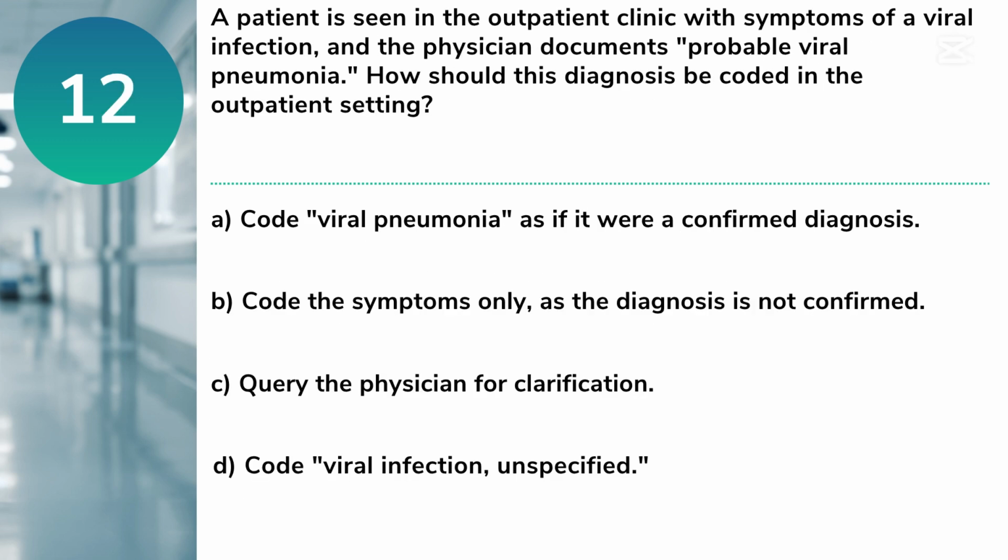Question 12. A patient is seen in the outpatient clinic with symptoms of a viral infection, and the physician documents probable viral pneumonia. How should this diagnosis be coded in the outpatient setting? A. Code viral pneumonia as if it were a confirmed diagnosis. B. Code the symptoms only, as the diagnosis is not confirmed. C. Query the physician for clarification. D. Code viral infection, unspecified.